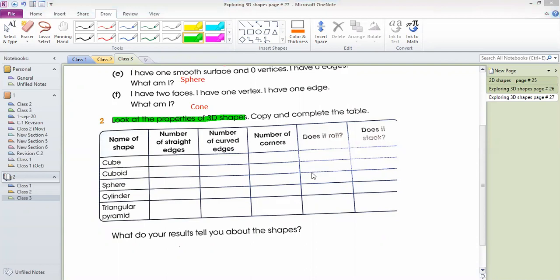Sir, what does it mean, does it roll? What is roll and stack? Okay. Roll means you can just put something on the surface, and if you kick it, it will move smoothly like a cylinder. Okay. And stack means you can put something on it, okay?